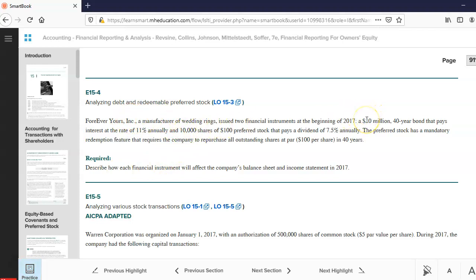So what they want us to think through on the debt side is that this is simply a bond. It's a long-term liability, so the balance sheet would include a long-term bond payable for the $10 million. And then $10 million times 11% would be $1.1 million of interest expense every year. So we'll carry a long-term liability of 10 million on the balance sheet, and we'll incur 1.1 million of interest expense every year. No, I don't think that's a challenge for anybody to figure out.